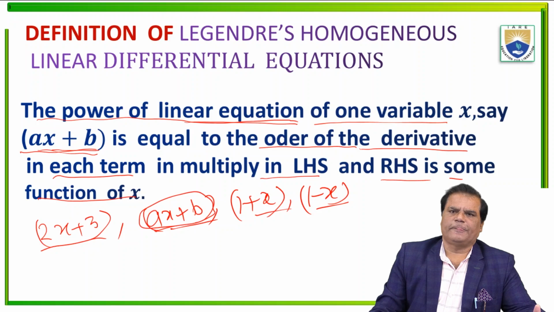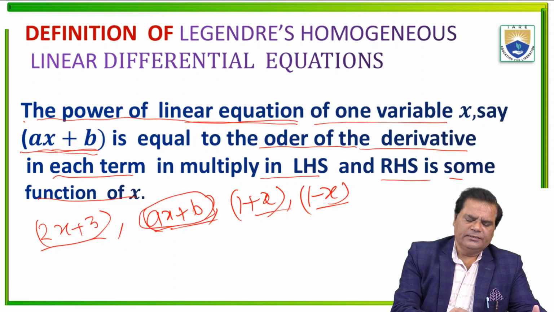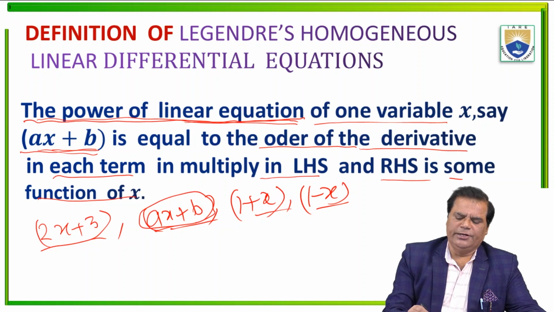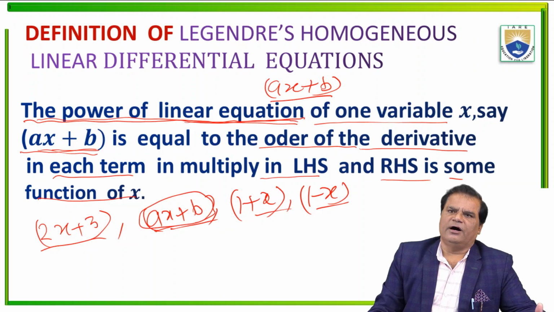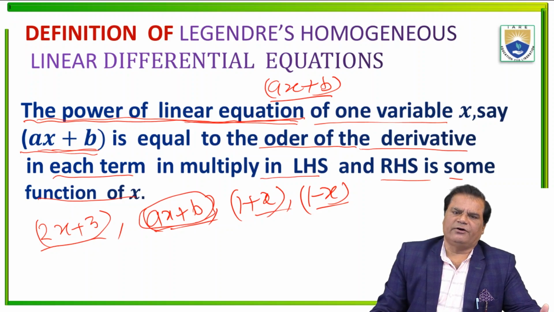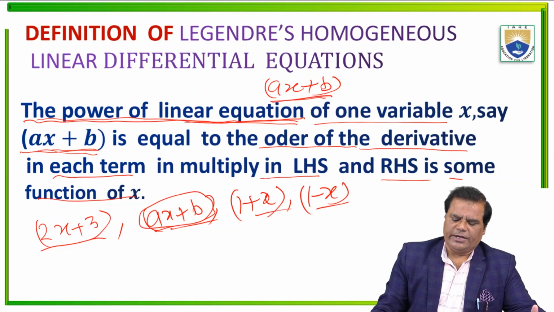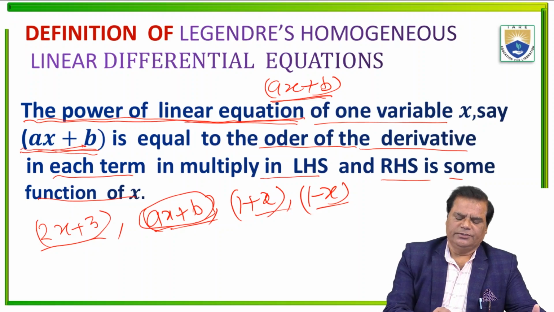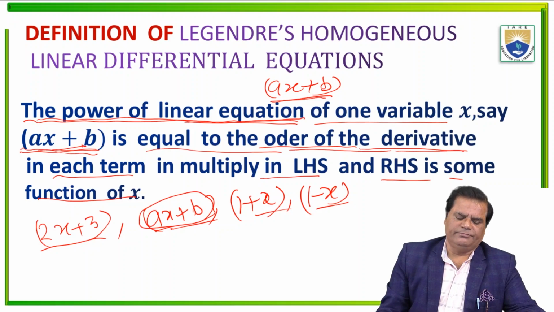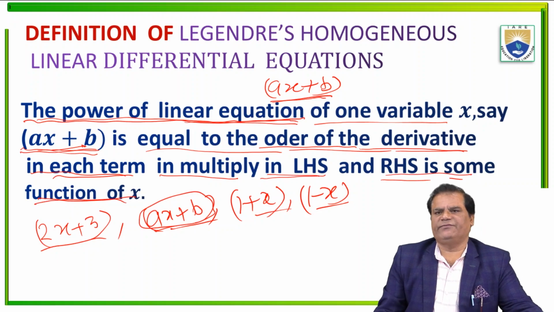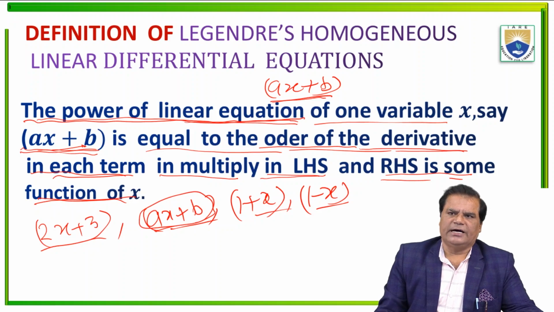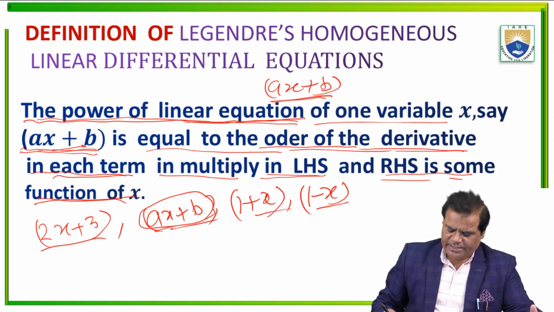So if this property is verified in any equation, then that equation is known as a Legendre homogeneous linear differential equation. Again I repeat the definition: the power of a linear equation, ax plus b, a linear equation of one variable of 1 degree, where degree means power of the variable, is equal to the order of the derivative in each term on the left hand side, and the RHS is some function of x, say phi of x.